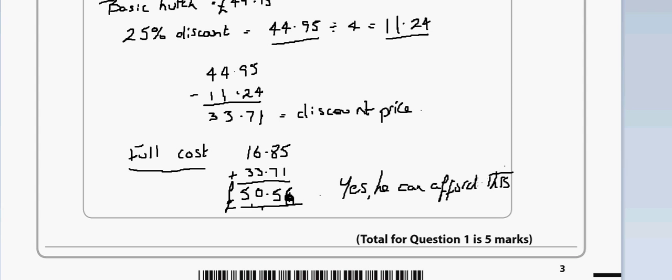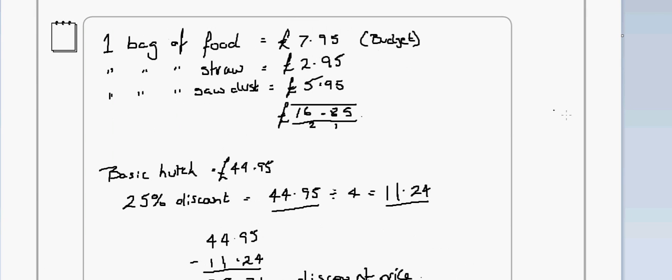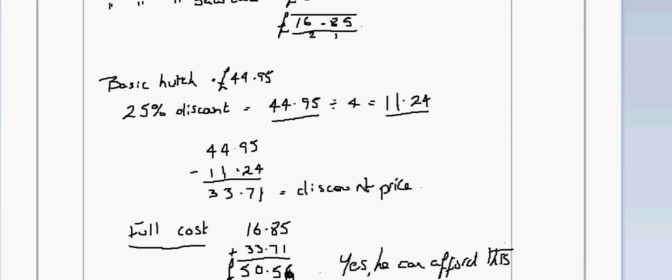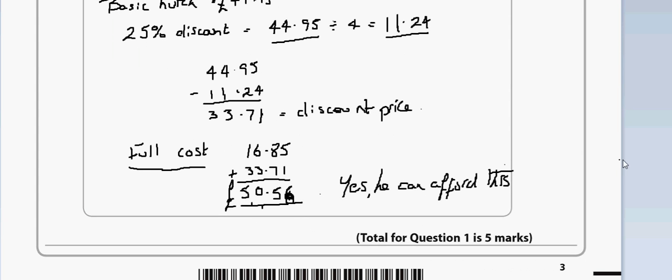Okay, so what we've done here is we've worked out everything to its lowest cost. So the bag of straw and the sawdust is a fixed cost. The food, I've gone for the budget food just to give him a little bit more room for manoeuvre over what he can buy. And then I've gone for the basic hutch, worked out the discount, because obviously we want to make sure that he can afford to buy it, so we want to give him the best chance.